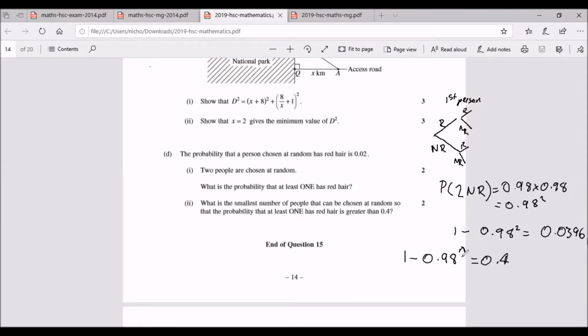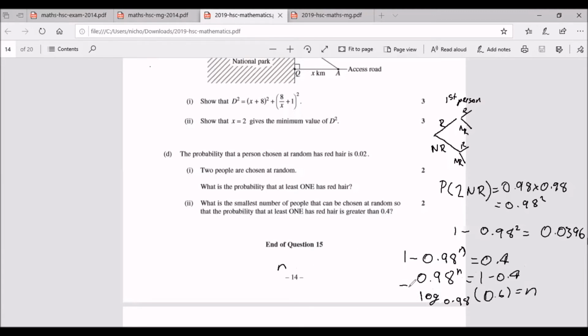So from here, we're going to use logs and exponentials. This is actually a really good question. I quite like this. Let's just move this over and then move my 0.4 over. 0.98 to the power of n equals 1 minus 0.4. Does that make sense? Yeah. And then we're going to use the log of 0.98 to the power of n, 0.6 equals n.